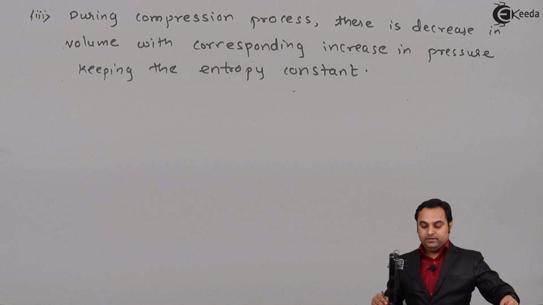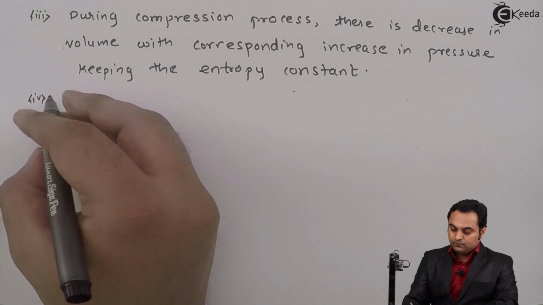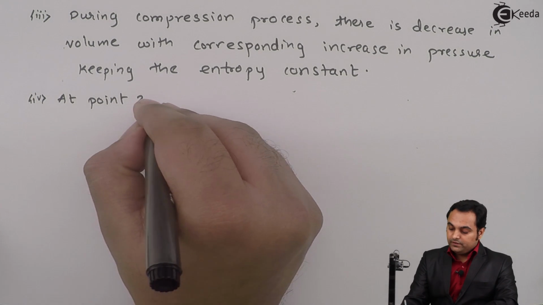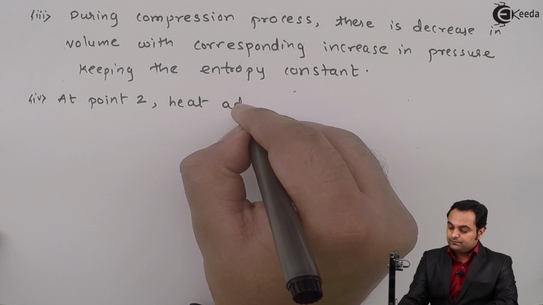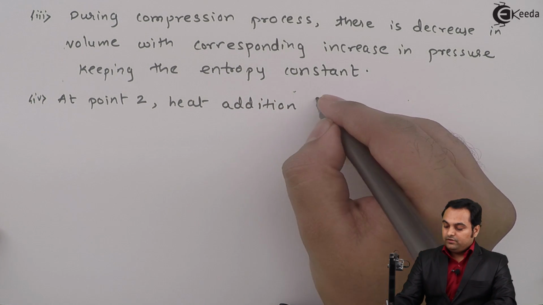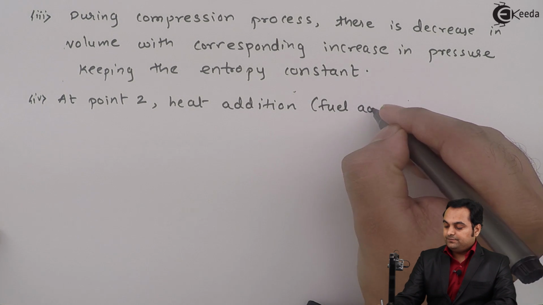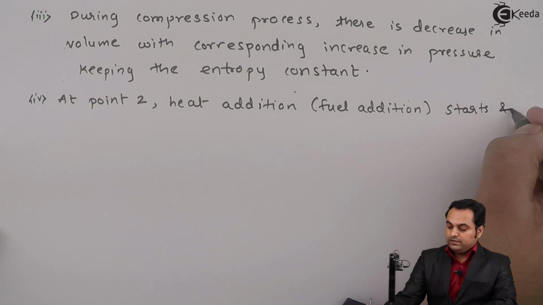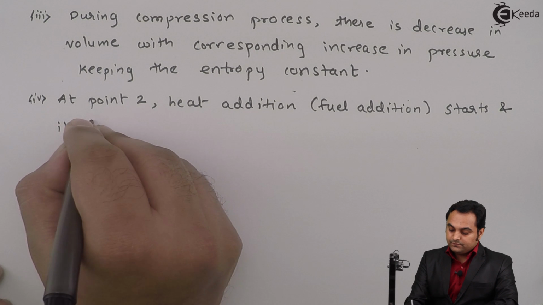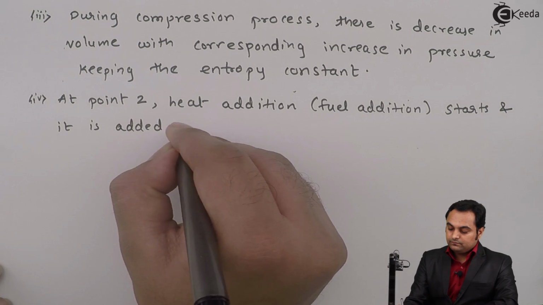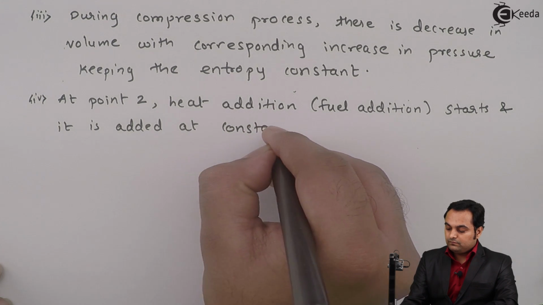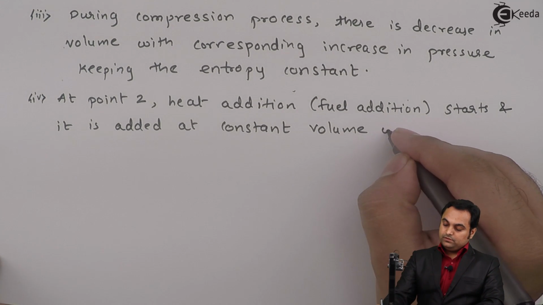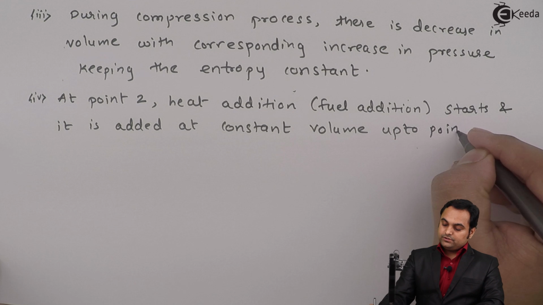Next, for 2 to 3, I'll write down at point 2 first of all, heat addition, that is fuel addition, starts and it is added at constant volume up to point 3.